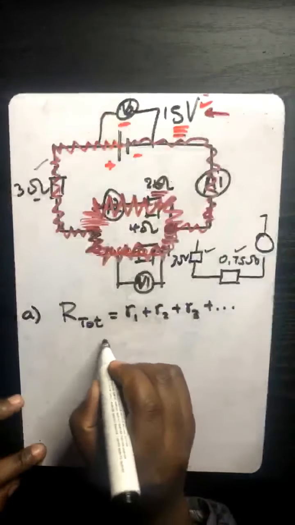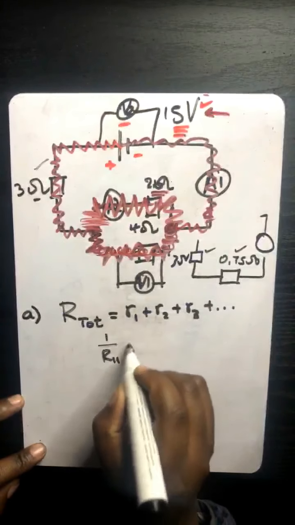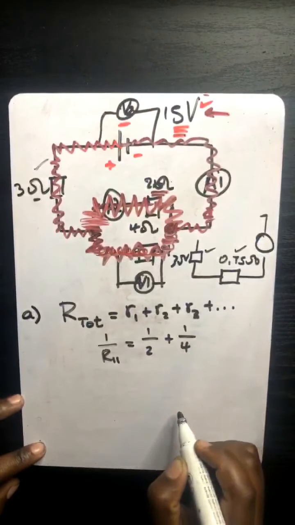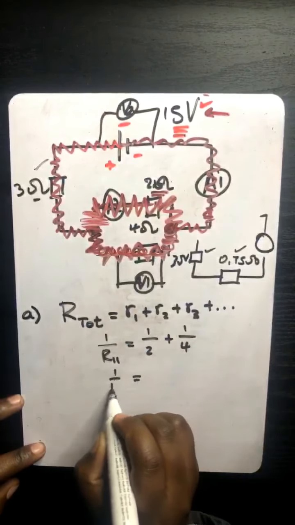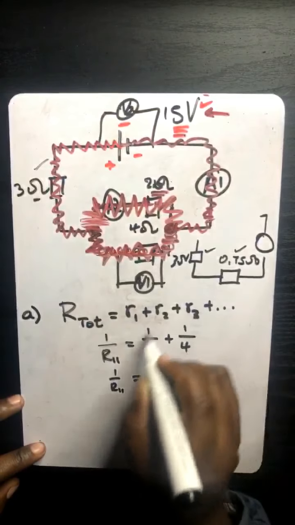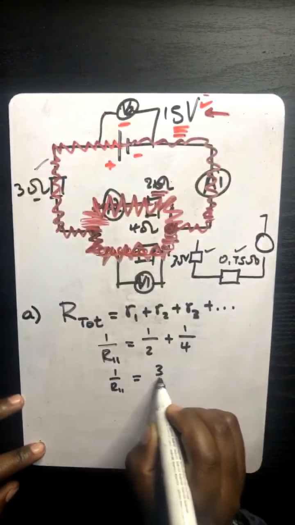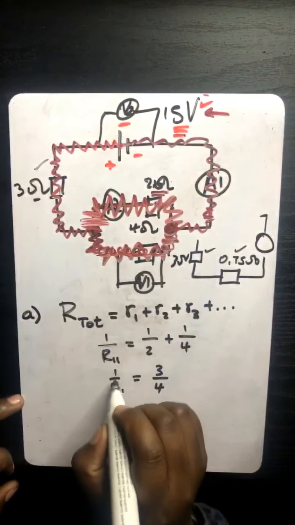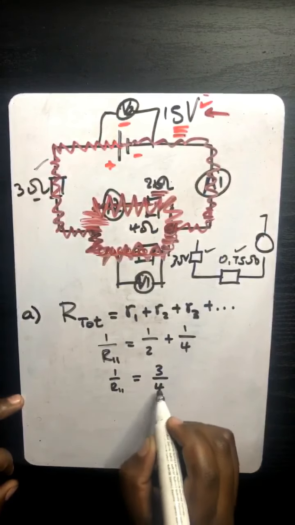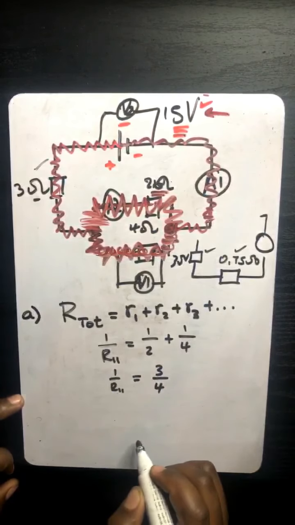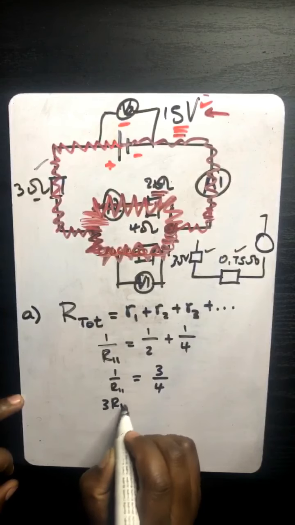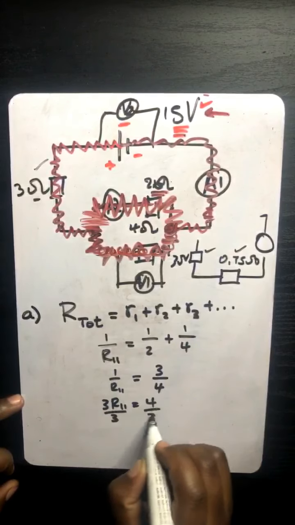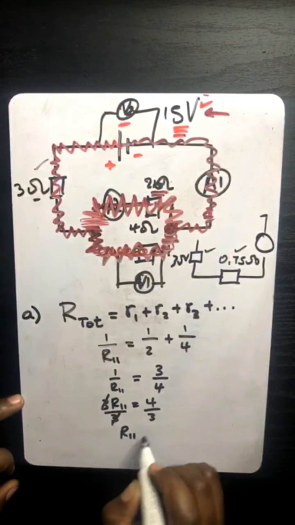Guys, when you have 1 over R parallel is equal to 1 over 2 plus 1 over 4, the answer that you get is 1 over R parallel. When you punch all of this on your calculator, you get 3 over 4. 3 over 4 is not R parallel. It is 1 over R parallel. You need to cross multiply and have 3 R parallel is equal to 4. Then you divide by 3 on both sides so that it cancels. Then your R parallel is equal to 4 divided by 3.